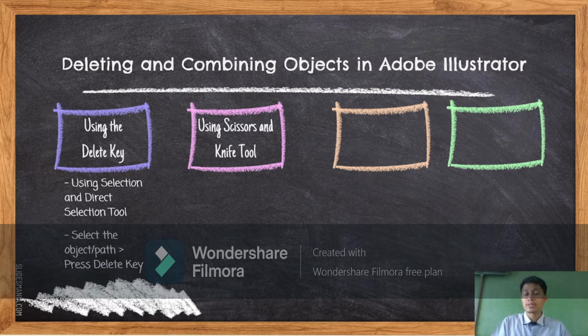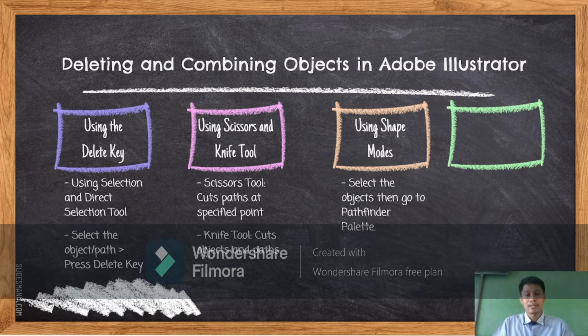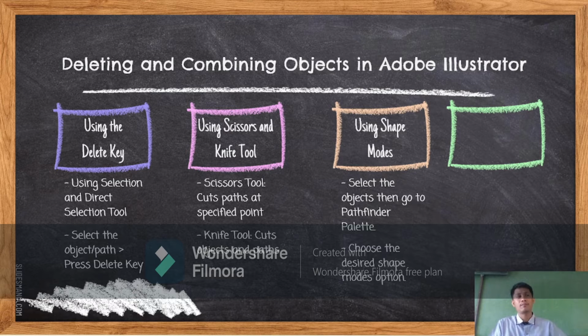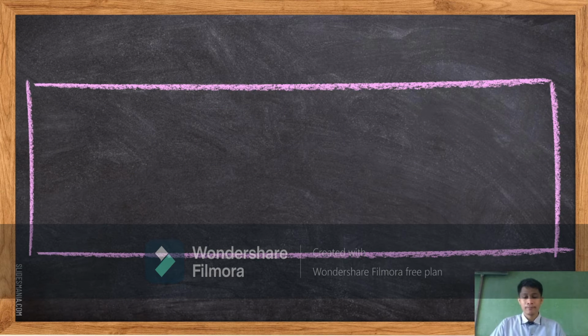And next one, using scissors and knife tool. So we will use the scissors tool just to cut a path at a specified point, and the knife tool to cut objects and paths. Okay, and next one, using shape modes. So select the objects, then go to the Pathfinder palette and choose the desired shape modes option. So there are different shape modes that we're going to choose depending on the use or on the artwork that we are going to make, or depending upon the part of the shape that we're going to remove in our own digital artwork. Okay, then click expand. So using Pathfinder, select the objects, then go to the Pathfinder palette and choose the desired Pathfinder option, and that would be all.